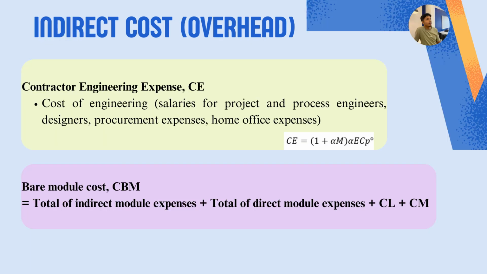Next, contractor engineering expense CE, which is cost of engineering, salaries for project and process engineers, designer, procurement expenses, and home office expenses. The equation is CE equal to 1 plus alpha m multiplied with alpha ECP. So to calculate bare module cost CBM, the equation is total of indirect module expenses plus with total of direct module expenses plus CL and plus CM.